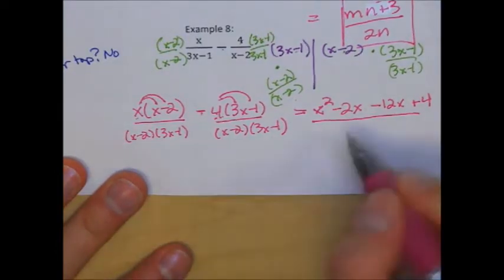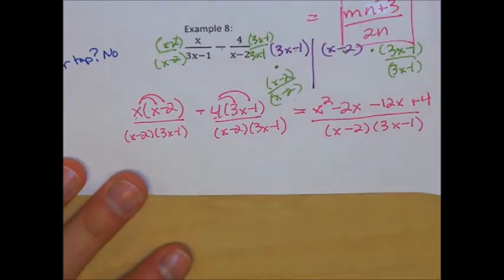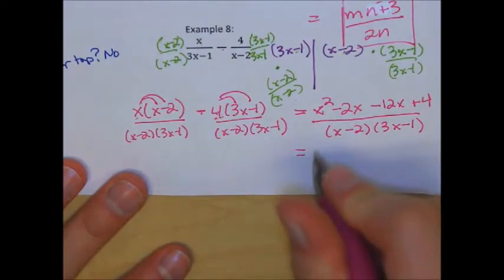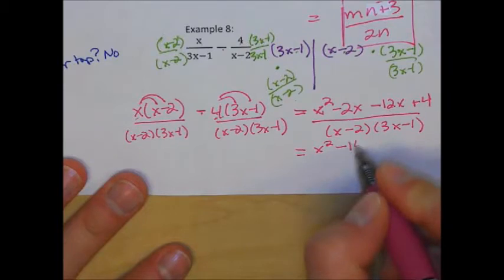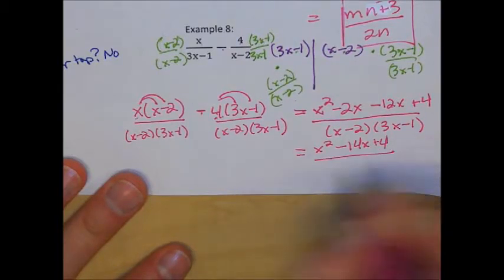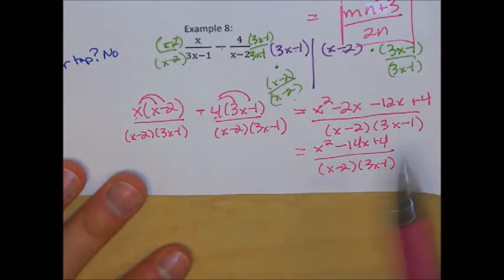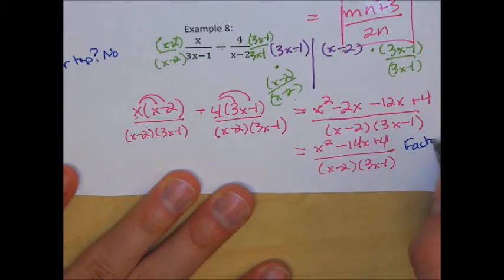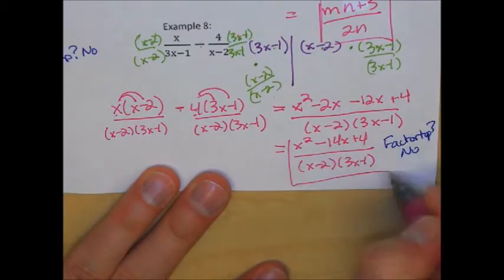And what's our common denominator? x minus 2 times 3x minus 1. We can combine the top. Negative 2x, negative 12x, negative 14x plus 4, and then our common denominator. Let's just quickly check. Can we factor the top? No. So this is our final answer.